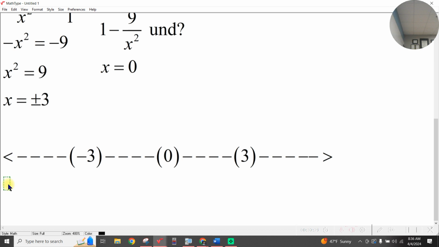What would be something to the left of negative 3? Yeah, negative 4. Okay. Between negative 3 and 0, negative 1, I think, is probably the easiest to plug in. 0 and 3. Yep. And then over here.